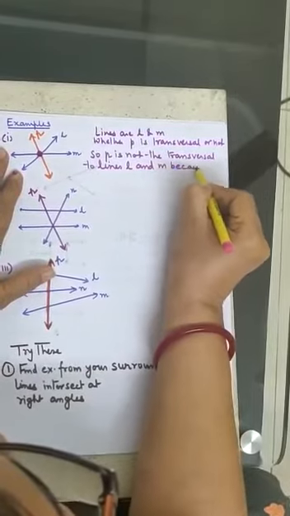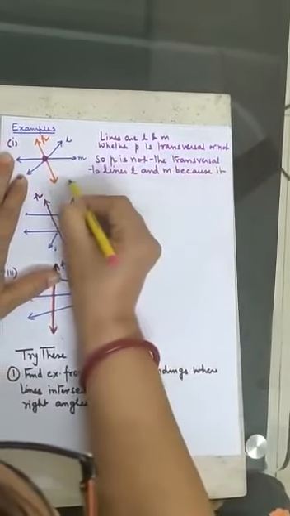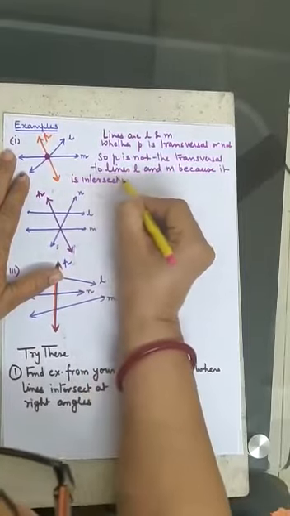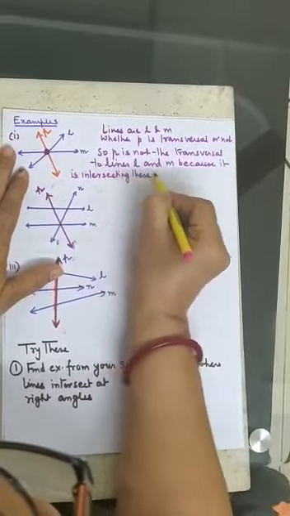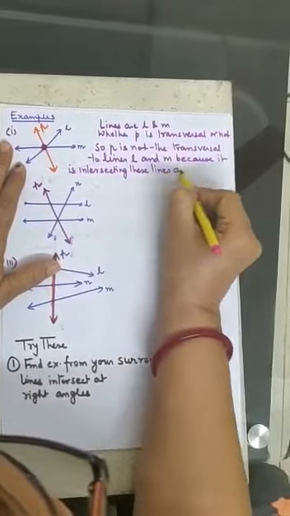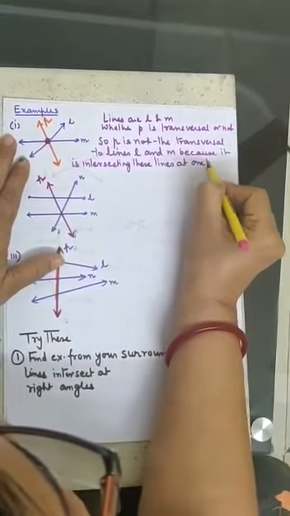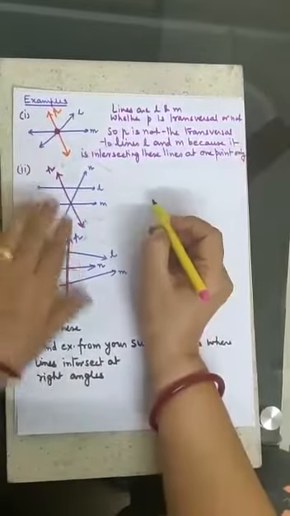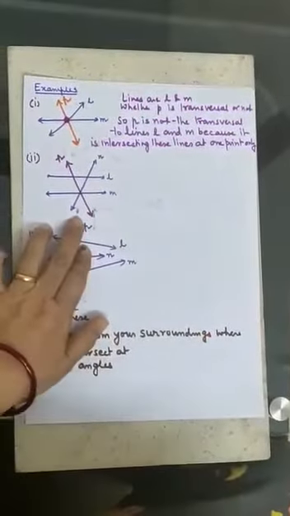Because it is intersecting these lines at one point only. Understood? Now see the second case.